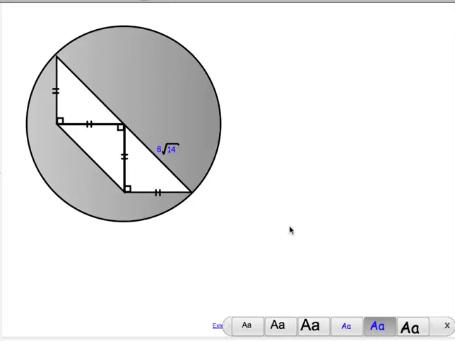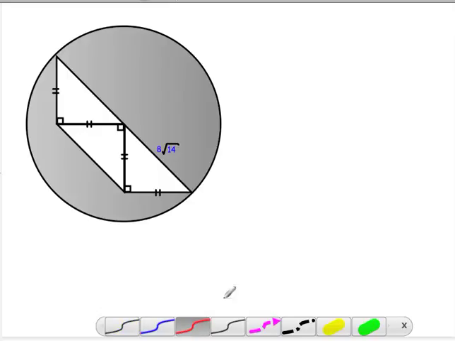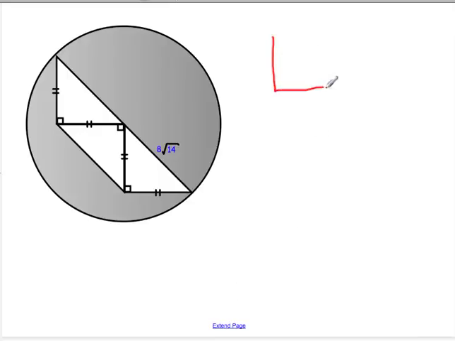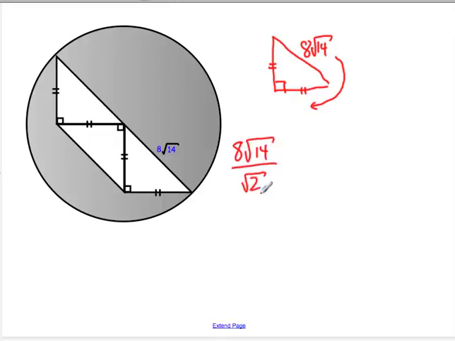The first thing that we notice is that there is an isosceles right triangle, and the hypotenuse is 8 times the square root of 14. So we know that this side over here is 8 times the square root of 14 divided by the square root of 2. Okay, and another way of saying an isosceles right triangle is saying that it's a 45, 45, 90 triangle.